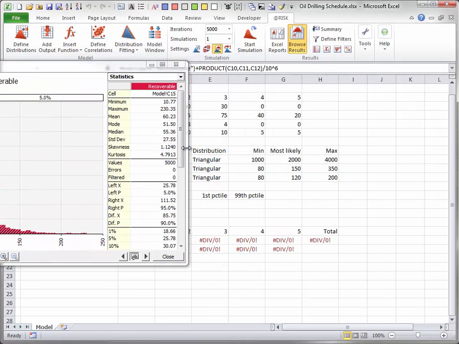The results show the extremes of the recoverable amount. For now, I will record the first and 99th percentiles of this distribution in cells E15 and F15. They show nearly how small and how large the recoverable amount can be.